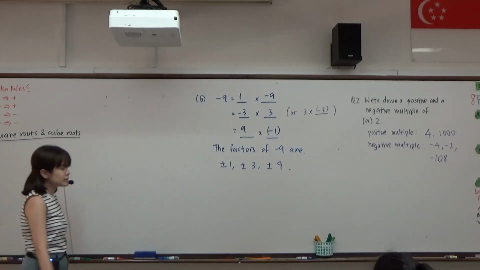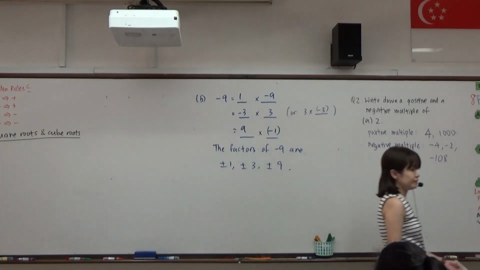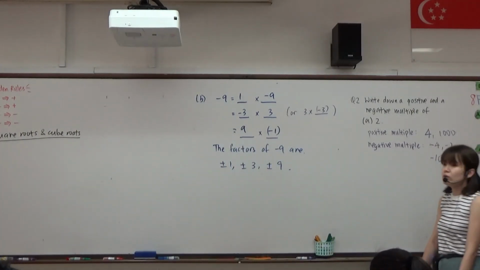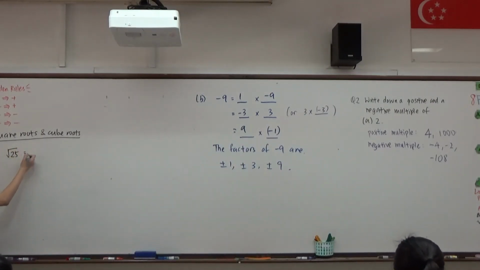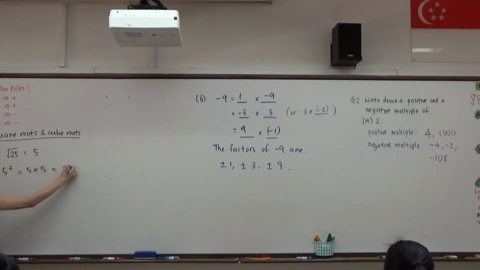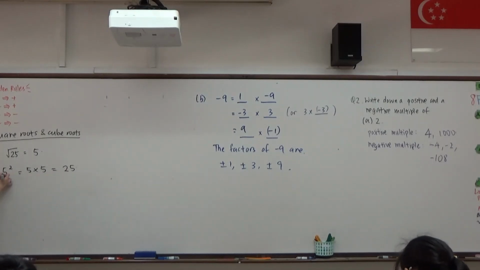So we learned square roots and cube roots in chapter 1. Right? We know what is the square root of 25. What is the square root of 25? 5. Now, why is the square root of 25 equal to 5? Because square root is the opposite of square. We know that 5 squared, which is 5 times 5, gives us 25. So when I take the square root, I'm trying to find out what this number over here is.